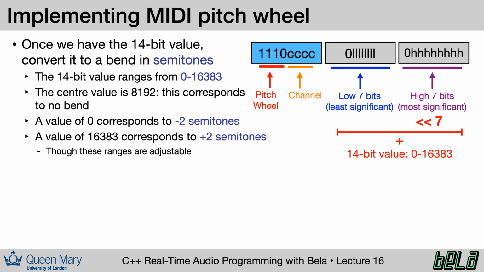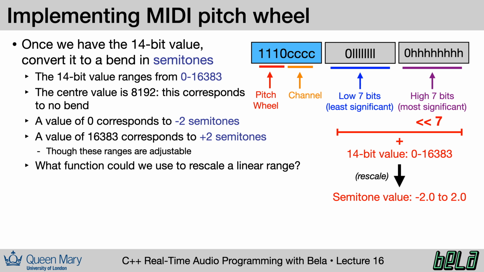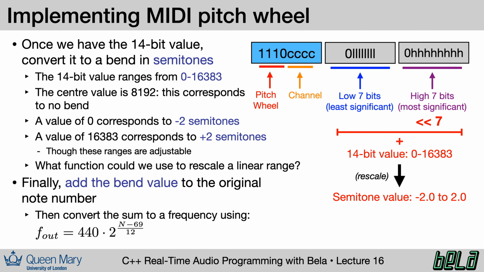The pitch wheel range is also adjustable using something called RPN control change messages in the MIDI spec. I'm not going to cover that here, but I'll put some information in the companion materials. Now let's ask ourselves, what function might we use to do a linear rescaling from the 14-bit value to the range -2 to 2? The answer, of course, is the map function, which we've seen many times before as a way of rescaling values. Once we have the semitone bend value, we can add it to the original MIDI note number. Then we can plug the sum of the MIDI note number and our bend value into the MIDI to frequency formula as follows.